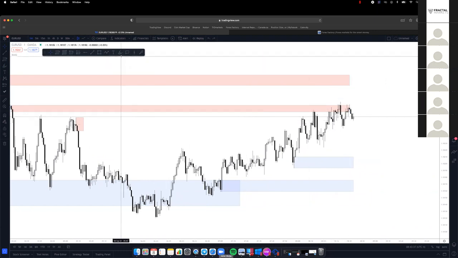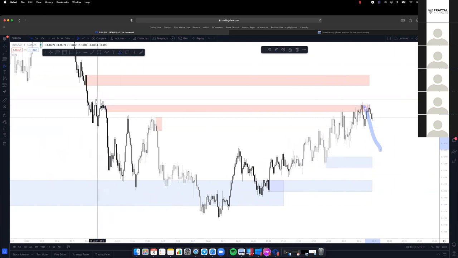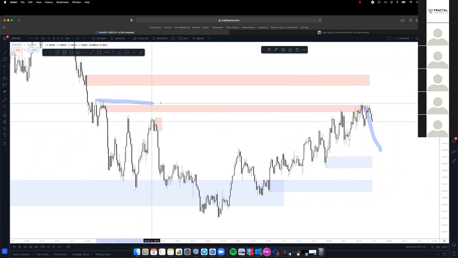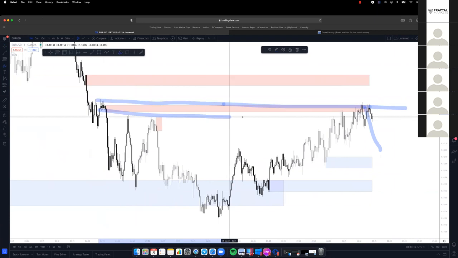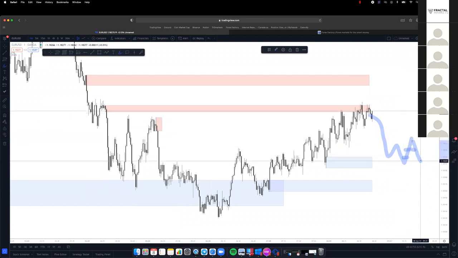So here's the thing. If we start breaking down like this, because we are, technically we've mitigated this entire area here, which is your supply zone, right? If we break down to here, I've got to wait for a change of character to then come to the upside.